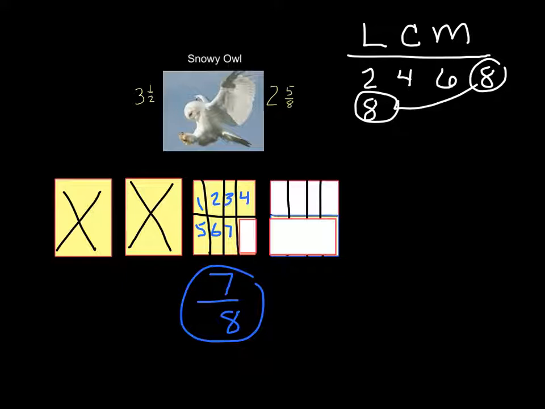I'm going to do the algorithm in green, and I'm going to just start off by rewriting the problem, 3 1/2, and I'm subtracting 2 5/8. So now the very first thing I've got to do is find my LCM, which I've already done.